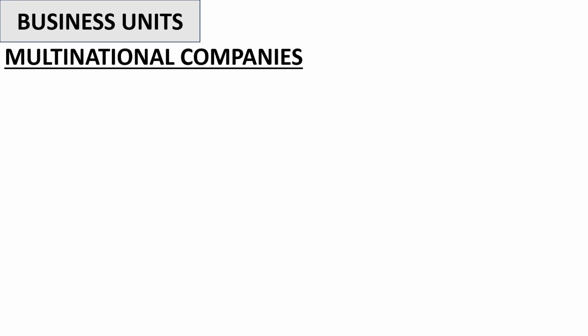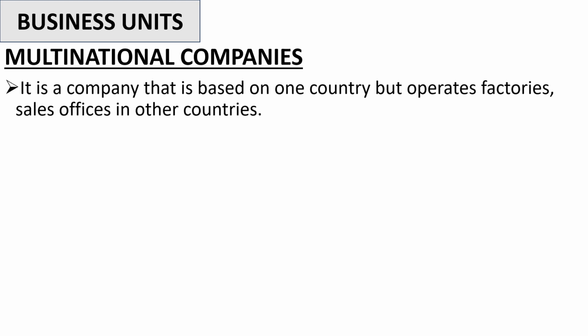To end today's lesson, we're going to look at multinational companies, and then we also look at public enterprise. So what are multinational companies? This is a company that is based in one country but operates factories and sales offices in other countries. So the company can be a Zambian company, but its factories, offices, sales offices and others are in Malawi. Such a company is called a multinational company.